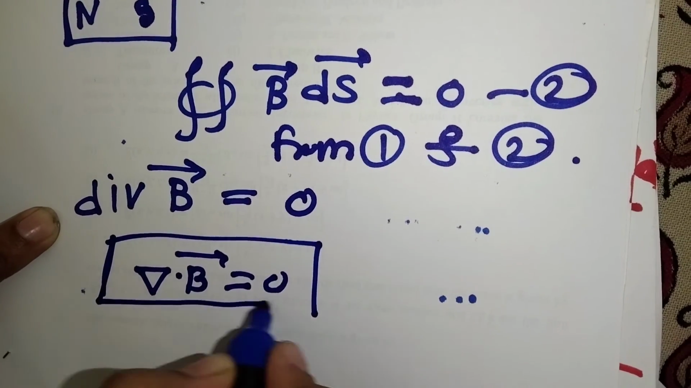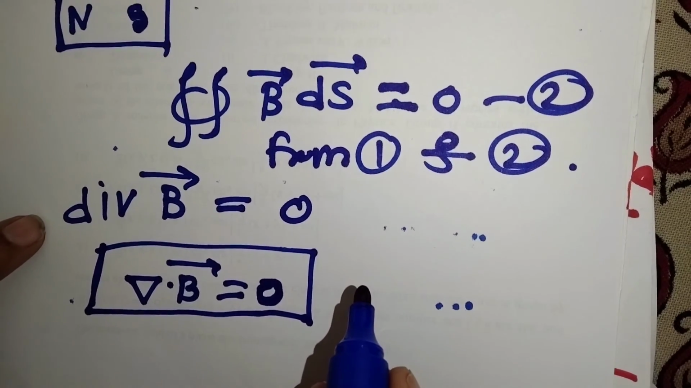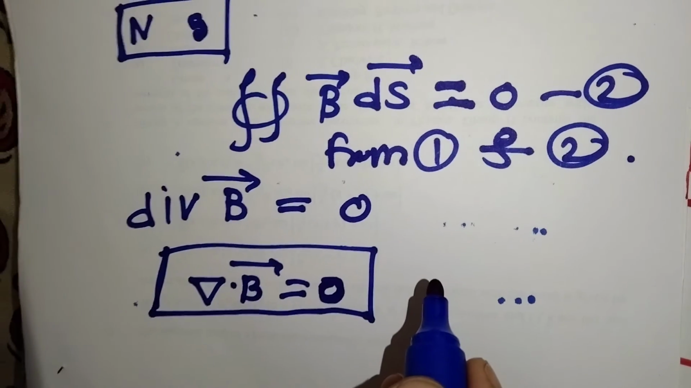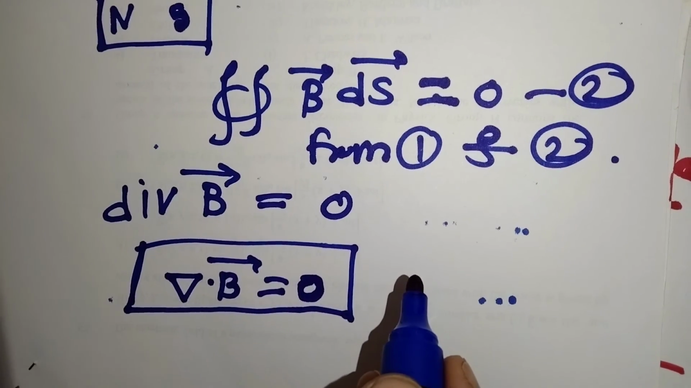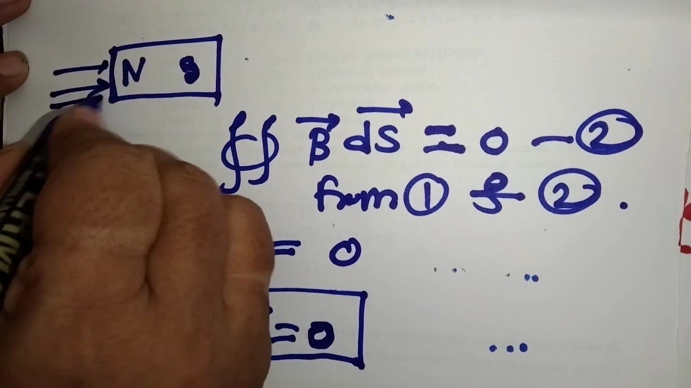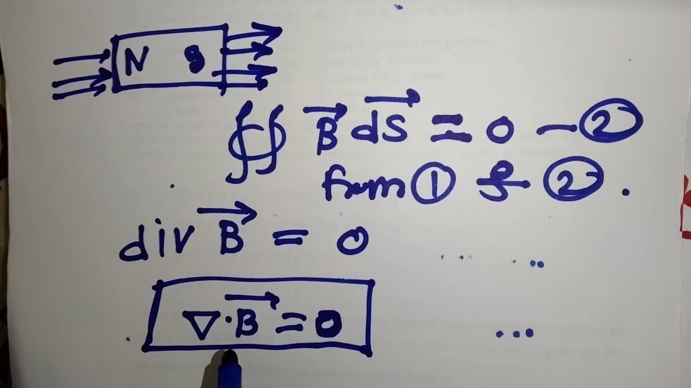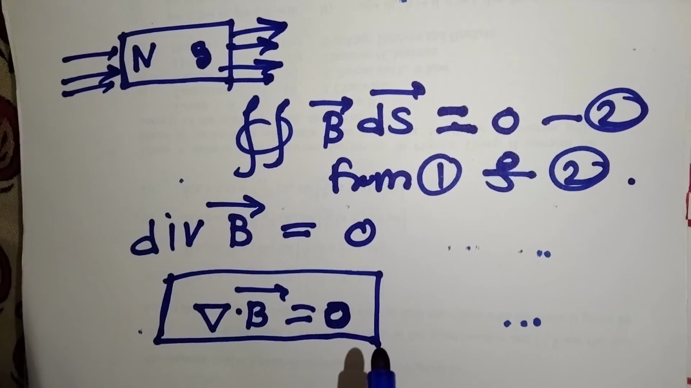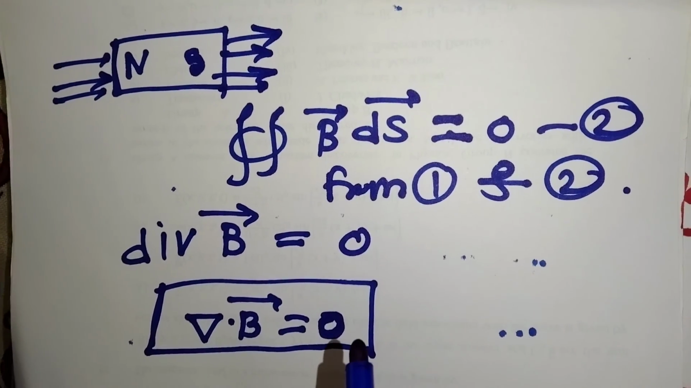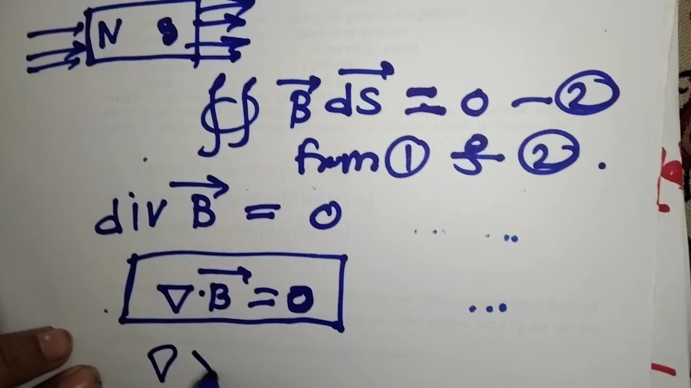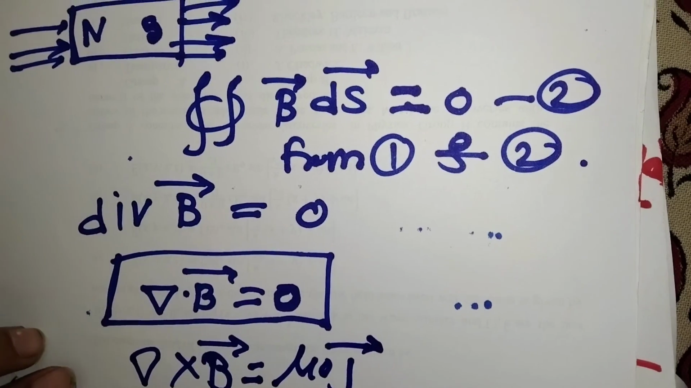This means that the monopole does not exist. The net magnetic flux out or in is 0, meaning entering is equal to leaving. So del dot B bar is equal to 0. This is the divergence of magnetic field. Del dot B bar is equal to 0, and the curl of magnetic field is del cross B bar equal to mu naught J bar. Okay, thank you.